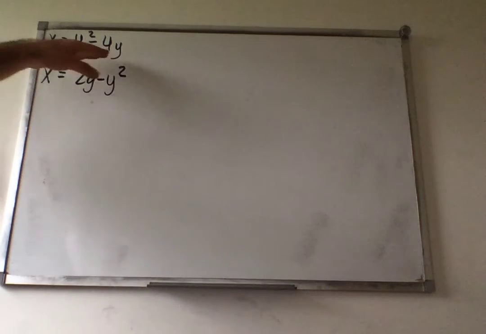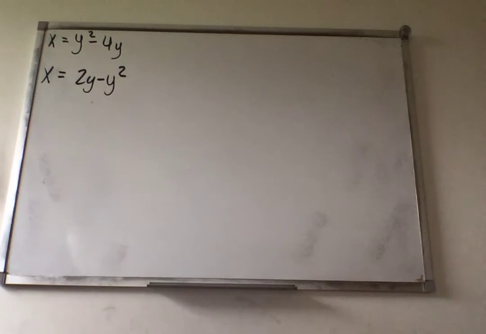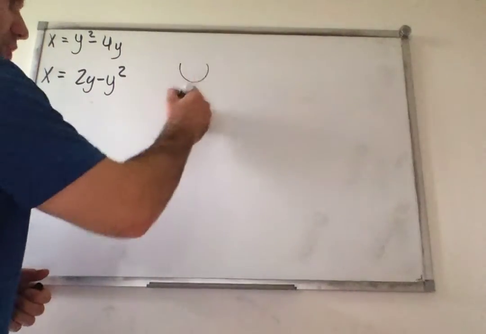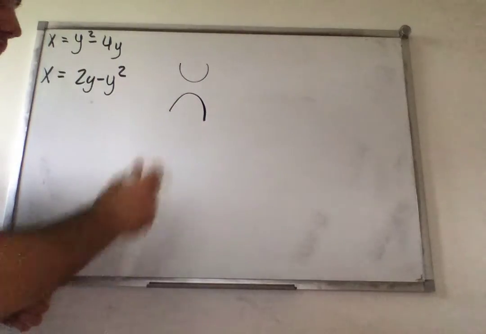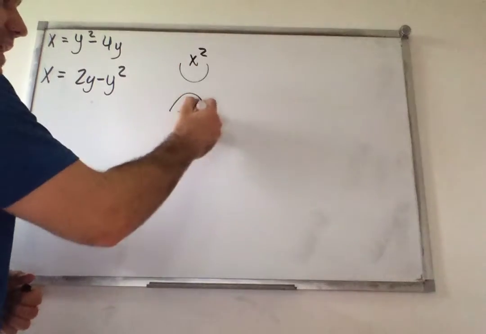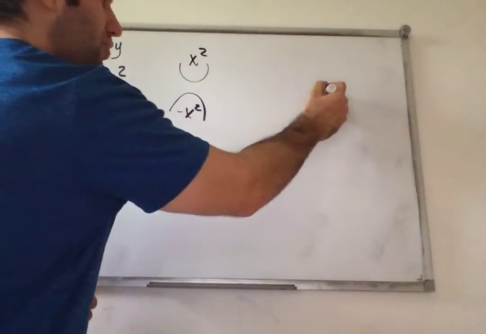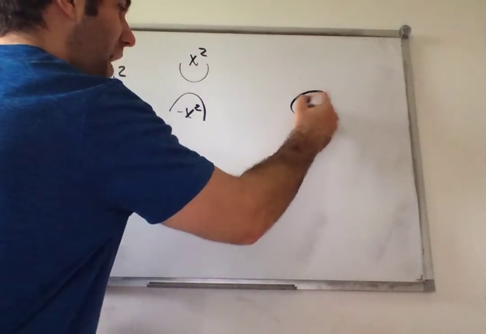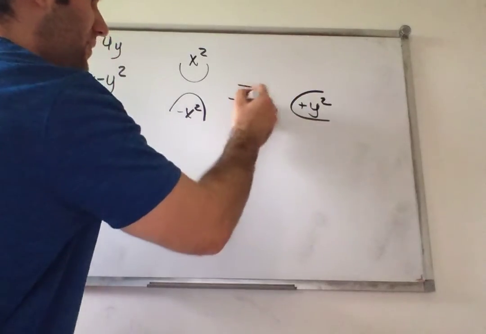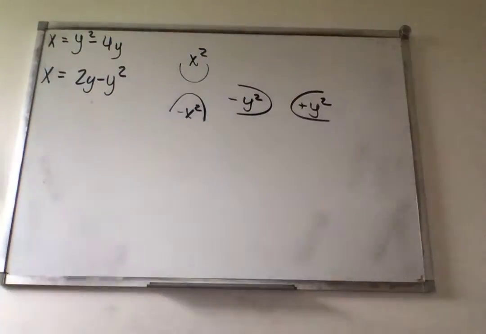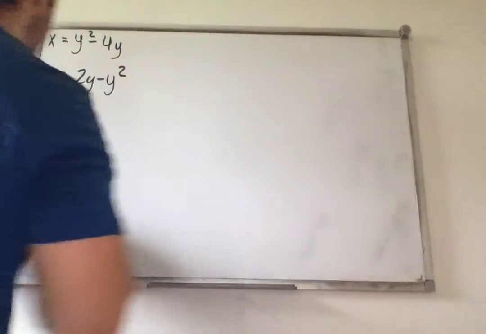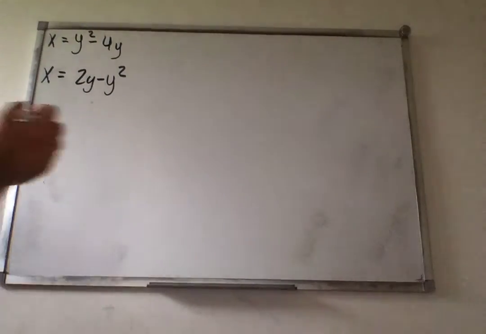I mean, these are parabolas. Y squared, negative y squared. It's just like drawing parabolas, but instead of drawing them up or down, when this is x squared, this is negative x squared, you're going to draw them going to the right, this is positive y squared, or to the left, negative y squared. So let's go ahead and draw this picture real quick of what this will look like.